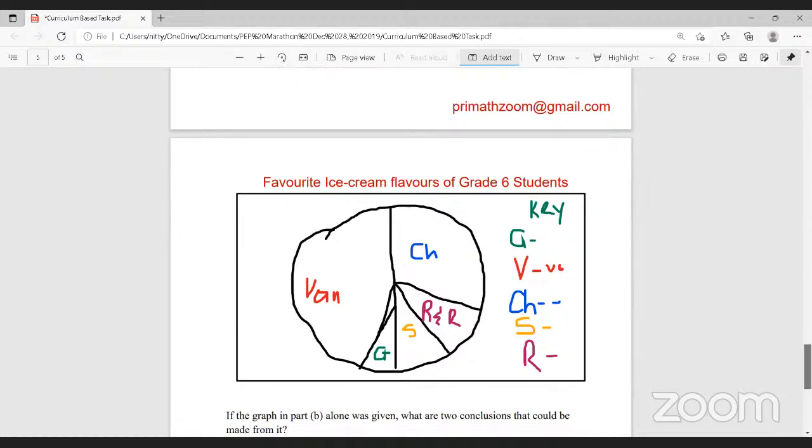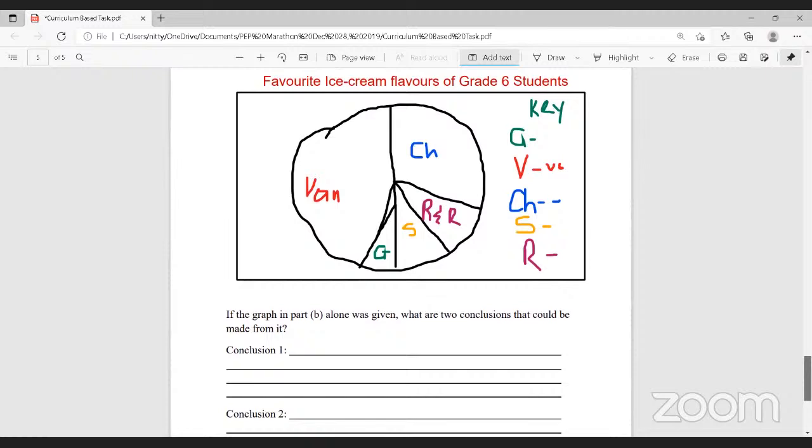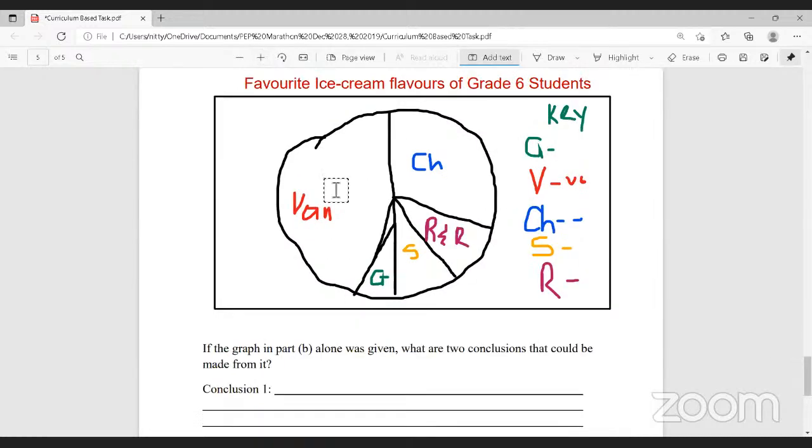Now, the question that will be asked next is this. If the graph in part B alone was given, that means if this was the only graph given, what are two conclusions that could be made from it? So go ahead in the chat. That's the final question. This graph, let me make it a little bigger. If this graph was the only thing given, what are two conclusions that could be made from it? So go ahead, write your conclusions in a sentence.